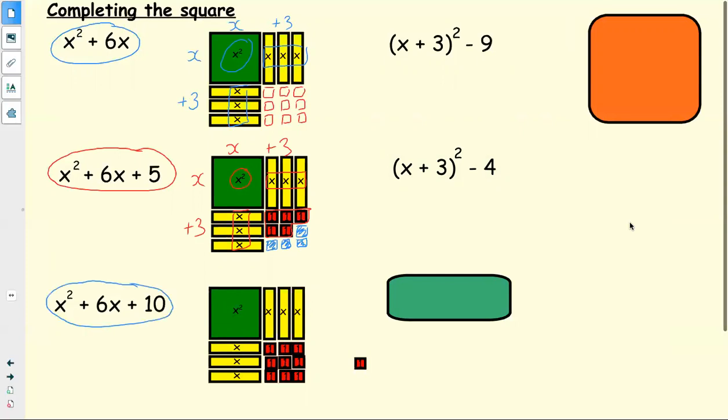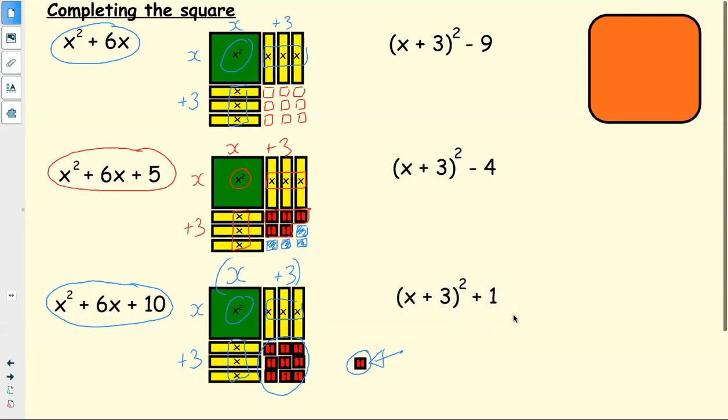Again, I've got my x squared, I've got my 3x's here, 3x's here, which makes 6x, and then I've got 9 here and an extra 1 over here. So at the side again, that's an x, that's an add 3, that's an x, that's an add 3. Now I have got a perfect square here. I've got an x add 3 multiplied by an x add 3, but I've got an extra 1 here. So my expression is going to be x add 3 all squared, add another 1.